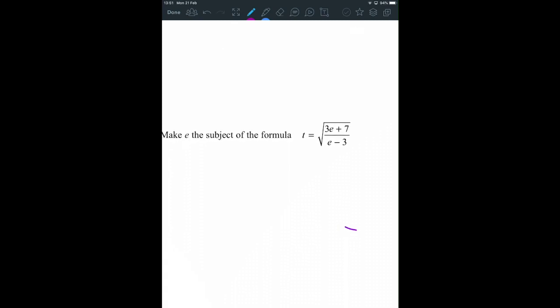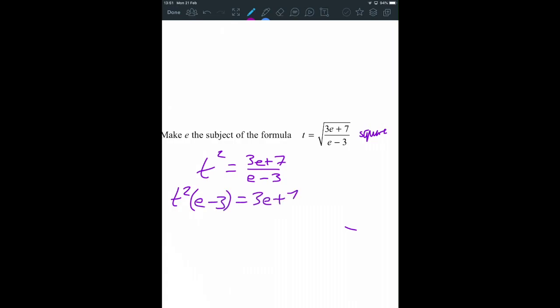Make e the subject. T equals the square root of a load of stuff. First thing we need to do is get rid of the square root, so we're going to square both sides. T squared equals that fraction. Notice on the right, the squared killed the square root. Multiplying up, if we can help it, we should avoid fractions.